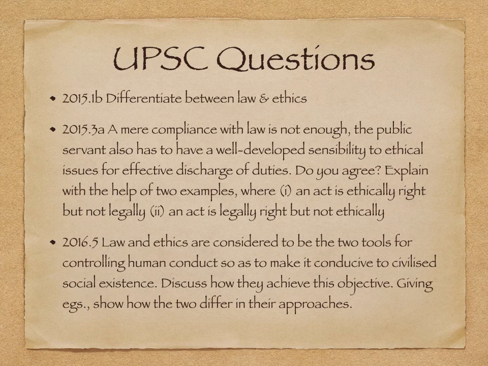And 2016, question number 5, law and ethics are considered to be the two tools for controlling human conduct so as to make it conducive to civilized social existence. Discuss how they achieve this objective. Giving examples show how the two differ in their approaches.